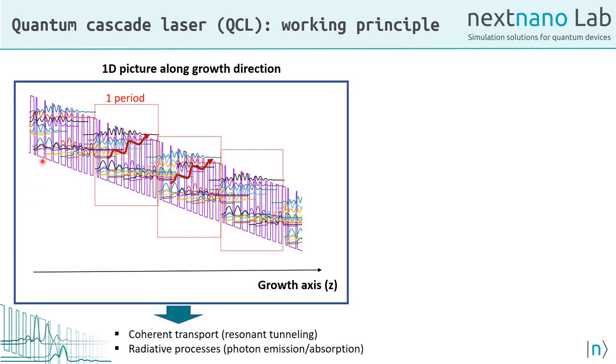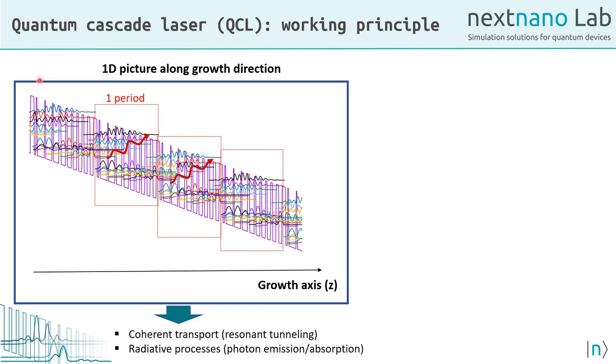So first, I want to introduce the working principle of QCL. These devices are based on the following picture. If we look at the structure along the growth axis, we have a repetition of a periodic system where a lasing transition can be engineered between two states, and we can have optical photon emission, and the carriers are recycled through some minibands into the next period.